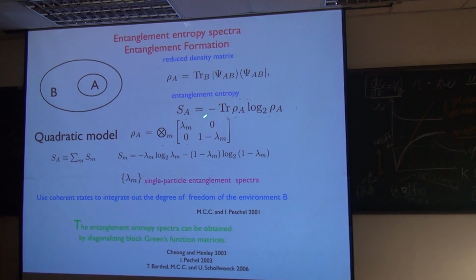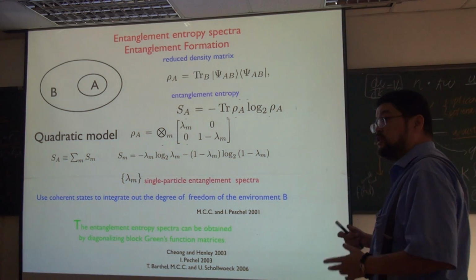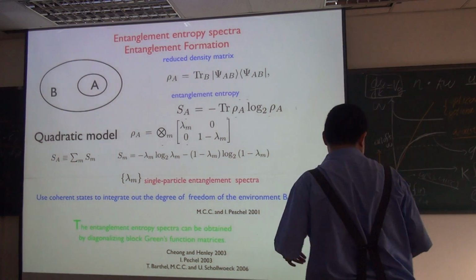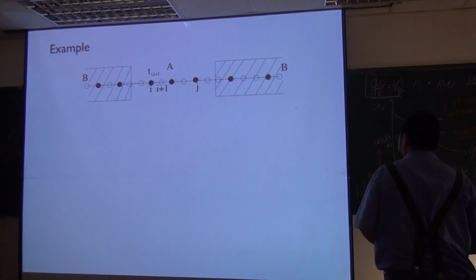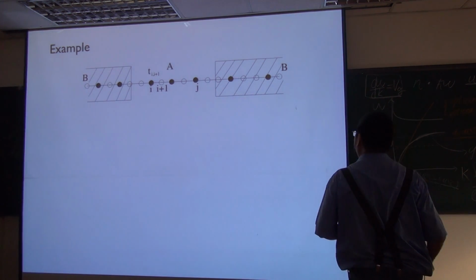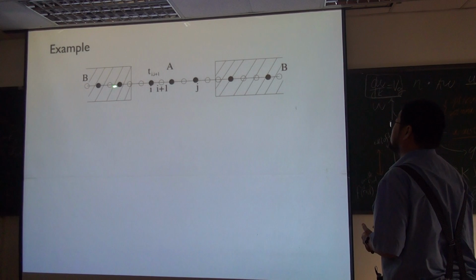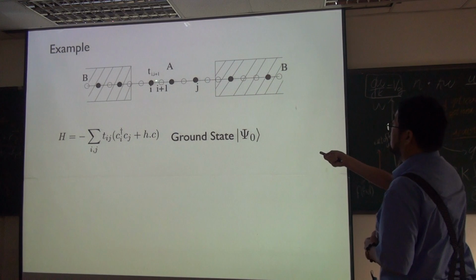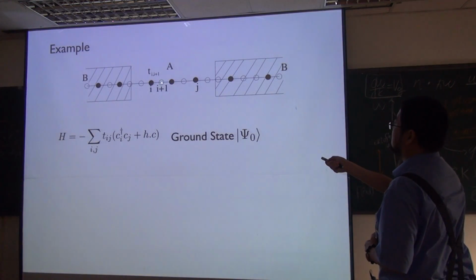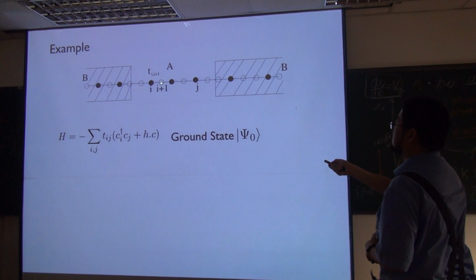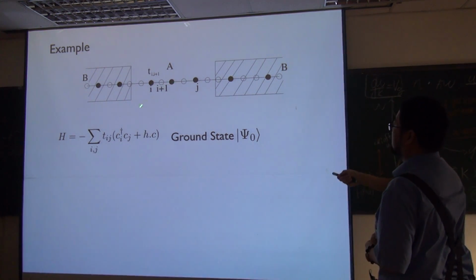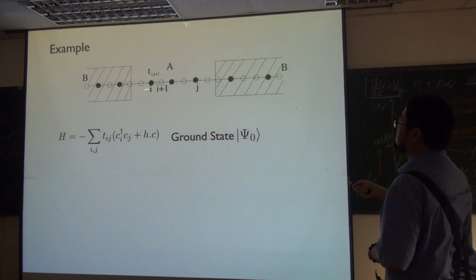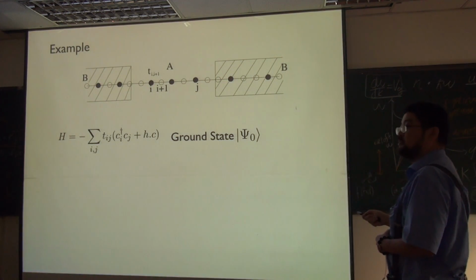So even Qi Xiaoliang and Fu Liang use this method to measure the entanglement of the topological insulator. An example of the Bloch-Green function matrix is that you have one chain, a very easy chain, with hopping, and this black dot is the particle, and this circle is the empty site. So the particle can hop to different sites, and you want to know the entanglement of these two.